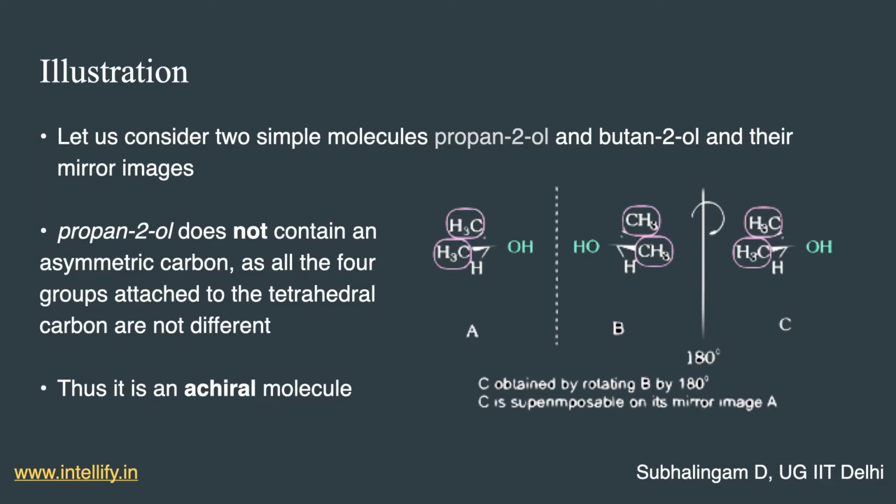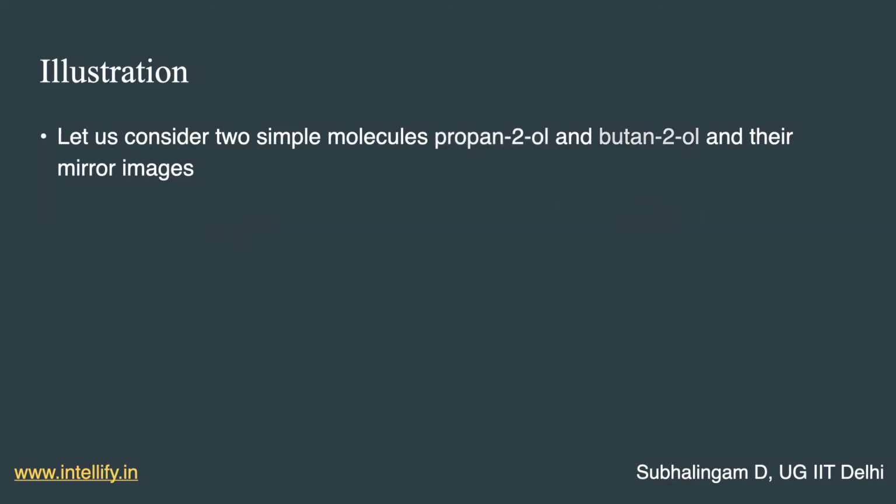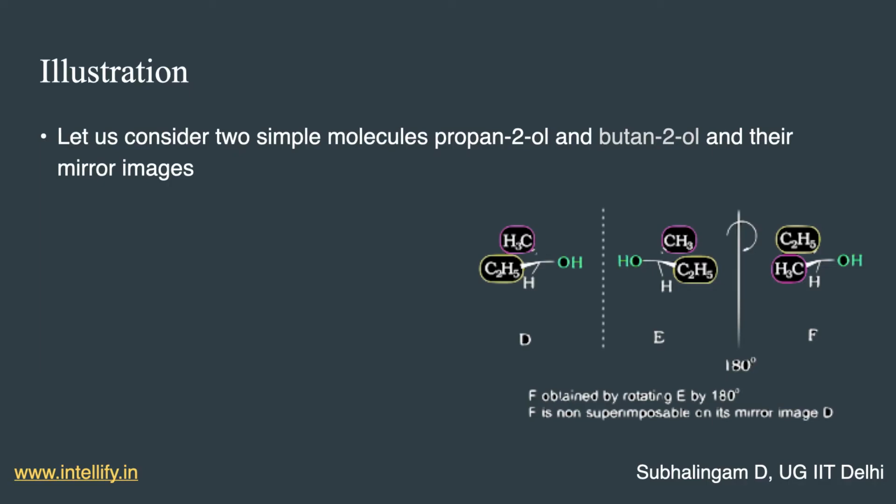We call it achiral because the mirror images are superimposable, and this on my left lacks a stereocenter, which is an observation for an achiral molecule. Now let's take butan-2-ol. I take a molecule D, on the left of the screen, and I place it in front of a mirror. I get the molecule E, the mirror image of D.